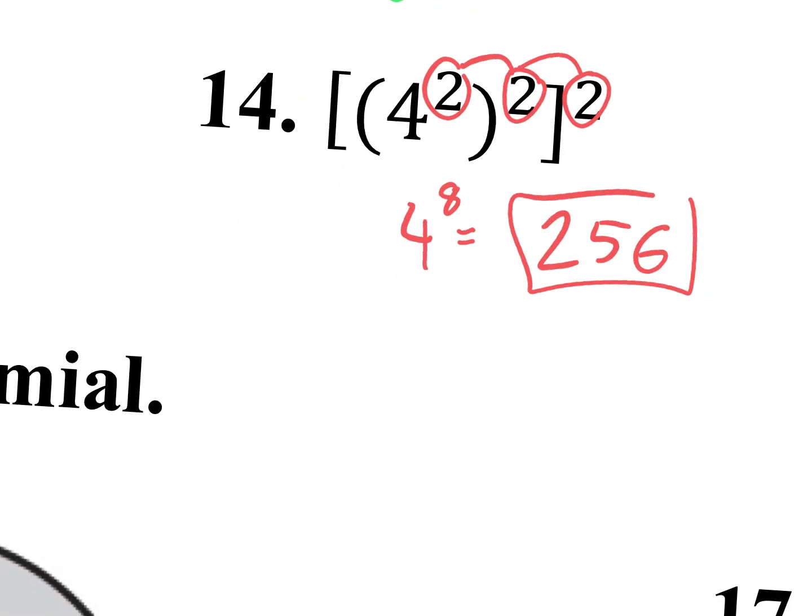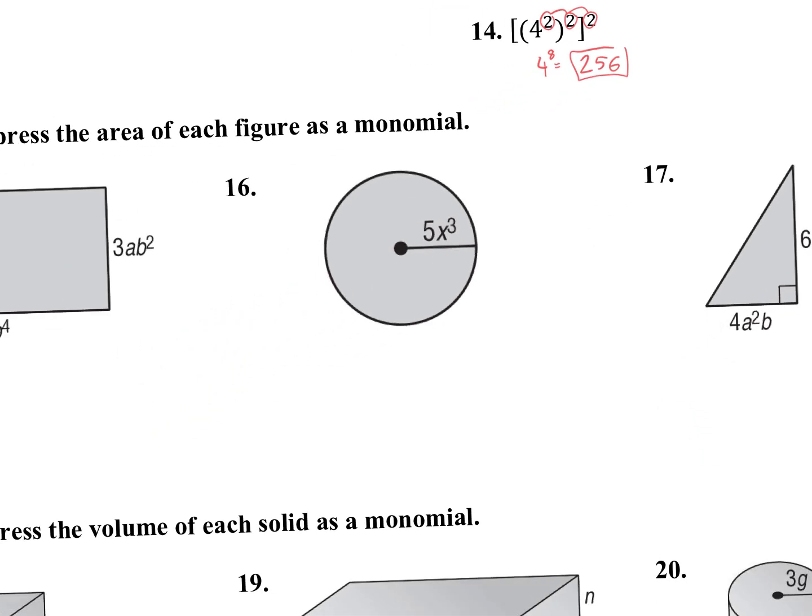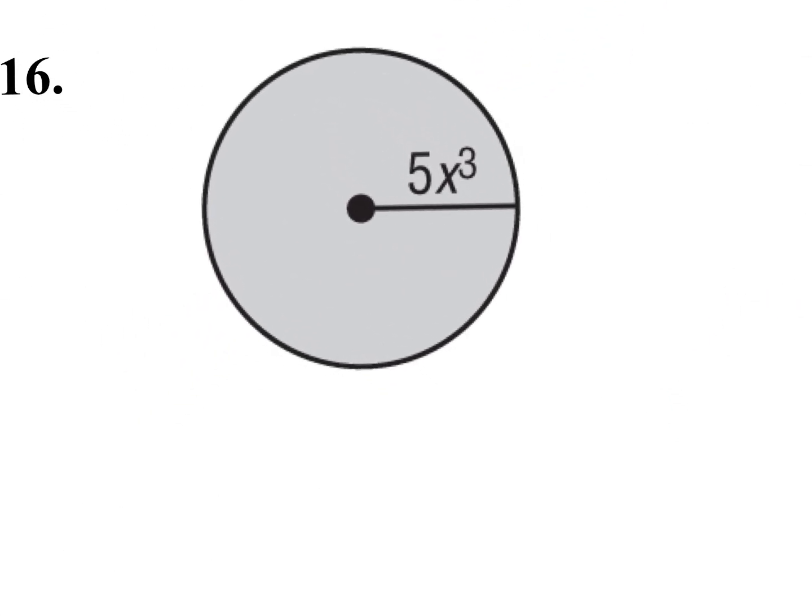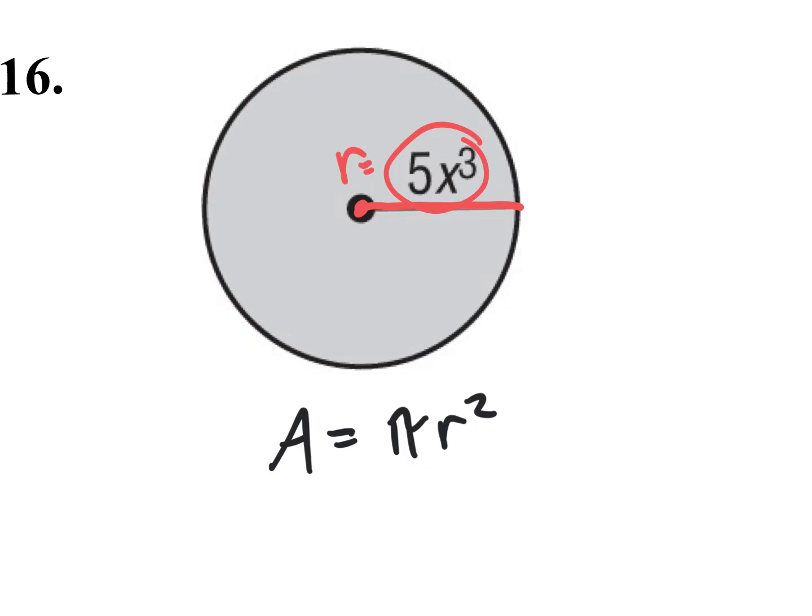Let's move on. 16. Oh, this is a circle. So we need to remember the area of a circle from previous classes. The area of a circle is pi r squared, okay? And r is the distance from the center to the edge. In this case, r is the 5x to the third. So when we're working this out, we're going to have pi times r to the second power, and r, we said, was 5x to the third. That's what they're showing us.